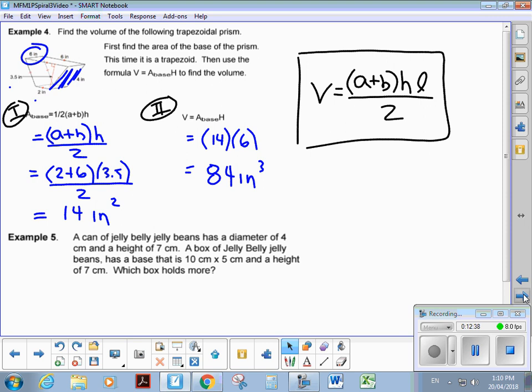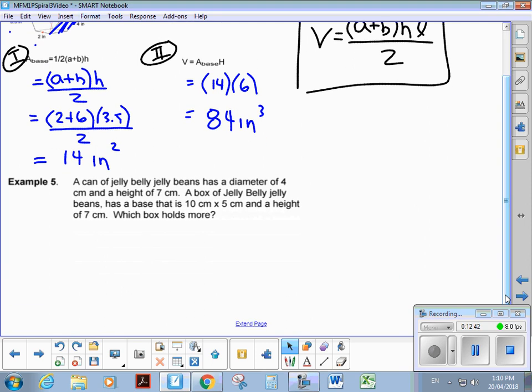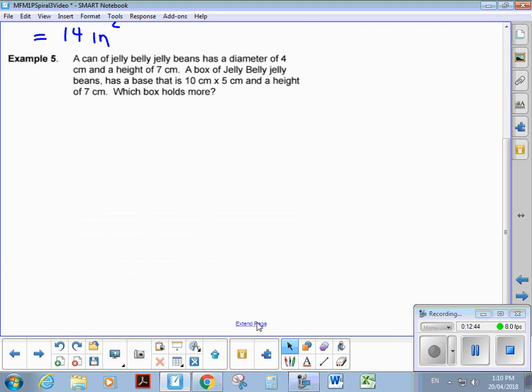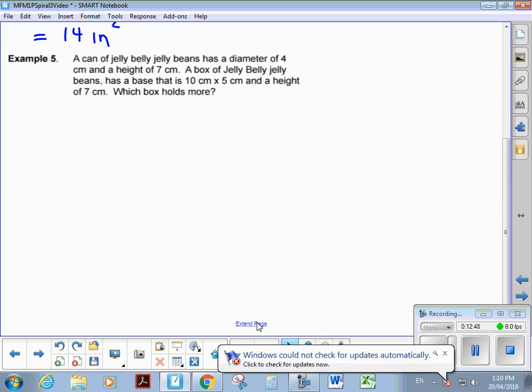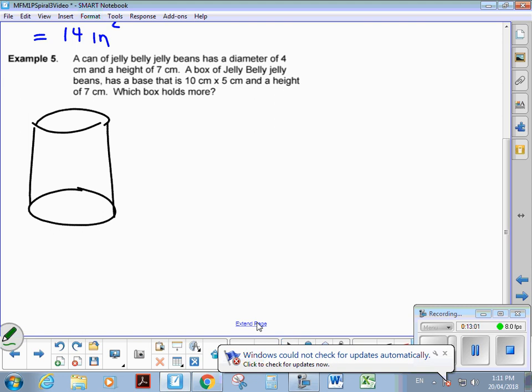All right. And our final example then, number 5, a can of jelly beans, Jelly Belly jelly beans, has a diameter of 4 centimeters and a height of 7. So sketching this out so we can visualize it. So there's our can. It tells us that there is a diameter of 4. So that's 4 centimeters, a height of 7 centimeters.